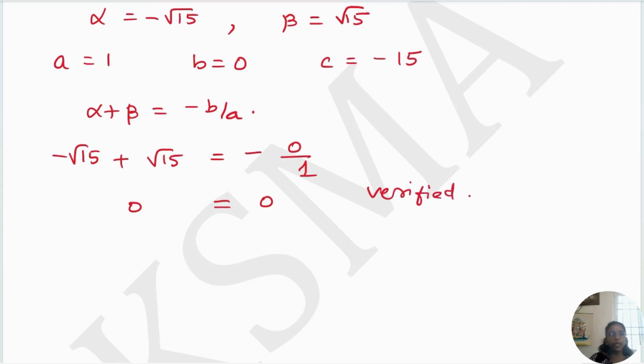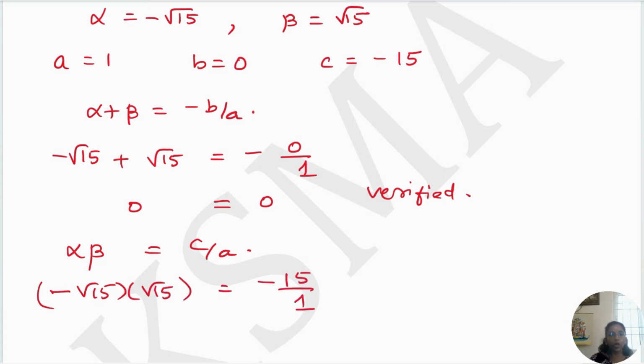So verified. And for the next process, alpha beta, so C by A. Alpha is minus root 15 and beta is plus root 15 and C is minus 15 and A is 1. So root 15 into root 15 is 15 and here we are having minus. So minus 15 is equal to minus 15. So hence verified.